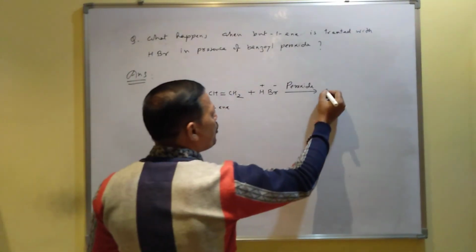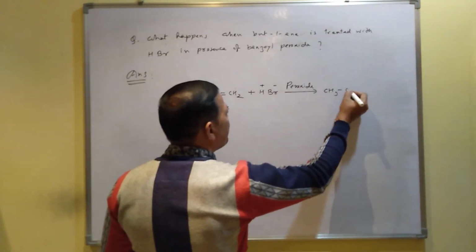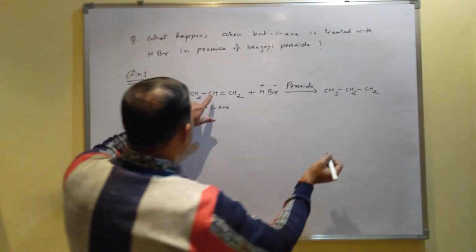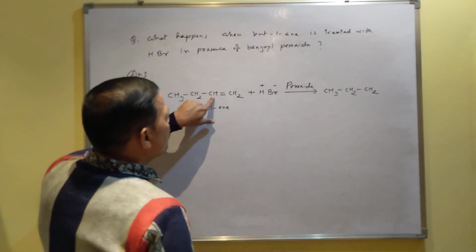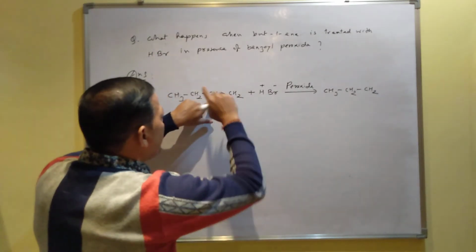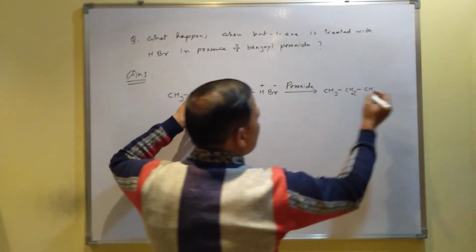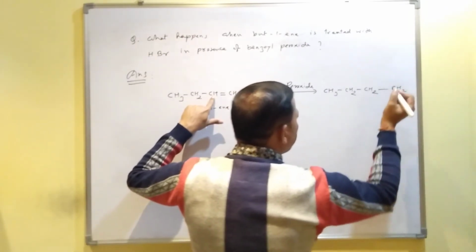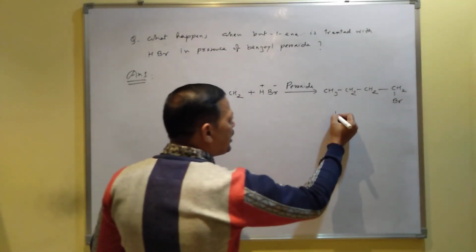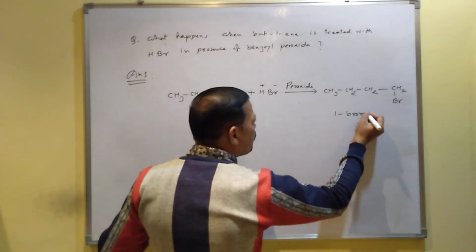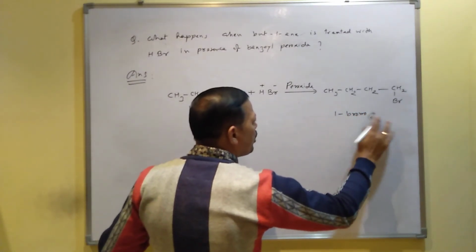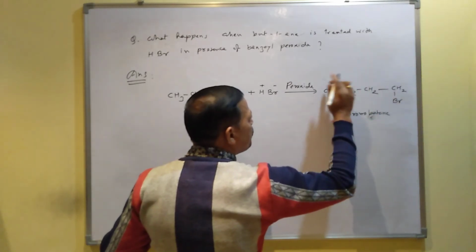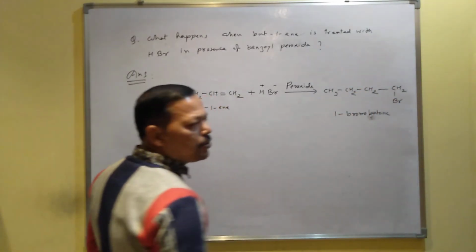So you will get the product like this: CH3, CH2. Here hydrogen will be joined, I mean CH will be converted to CH2 when it combines with hydrogen, and this CH2 will combine with bromine, and the double bond is converted to single bond. I mean you will get the product as 1 bromo, 4 carbons present, that's why it is called butane. 1, 2, 3, 4, that's why 1 bromobutane.